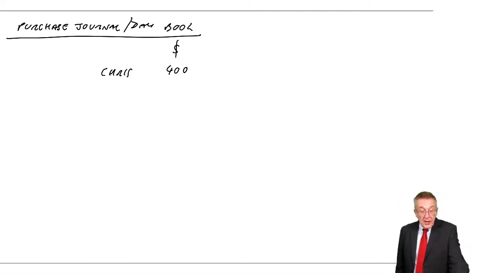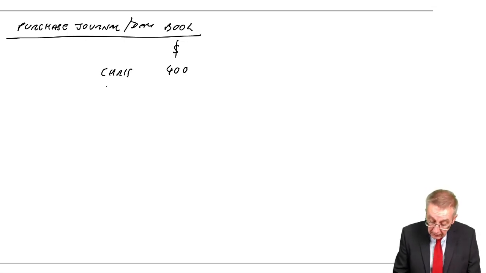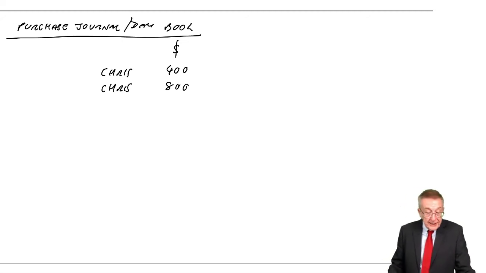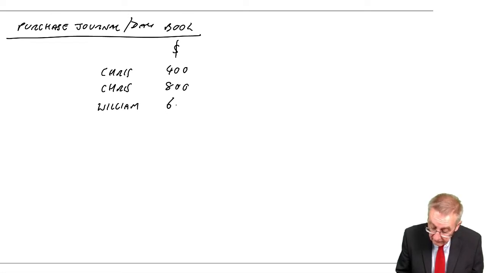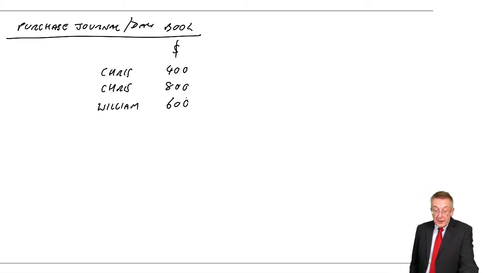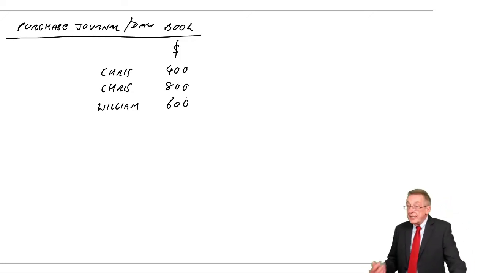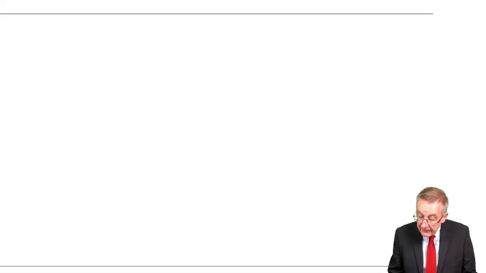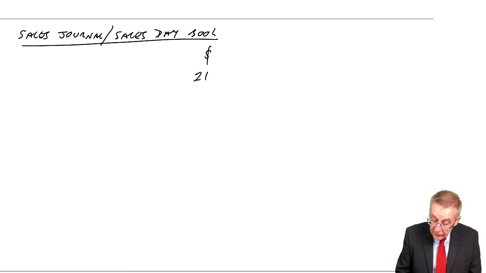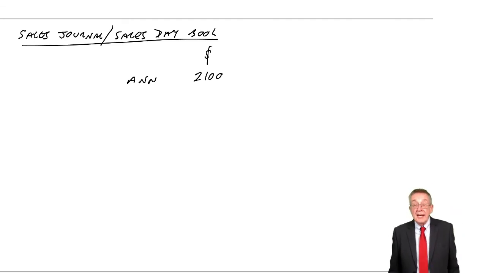F, we buy more chairs, 800, again from Chris, on credit. So, list it again, 800 bought from Chris. G, we buy chairs on credit from William. So, more purchases on credit, this time William, 600. H, we sold some chairs, 2,100 to Anne, on credit. If we sell on credit, obviously there's been no cash, we list it in the sales journal or the sales day book. Two names, remember, for the same thing. What was it? It was 2,100. I'll make a note of who it was to, obviously. It was to Anne.